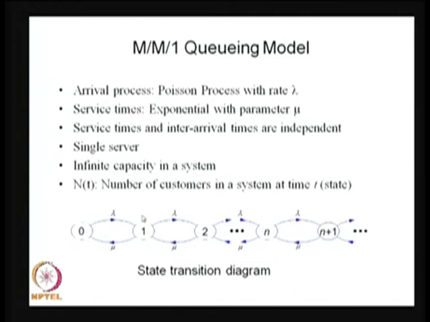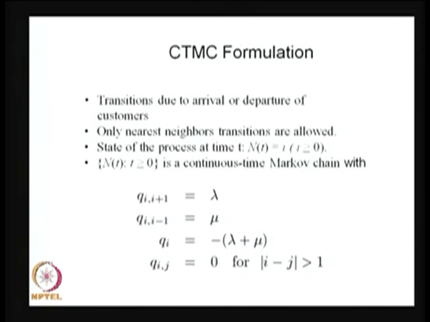Therefore, this CTMC is a birth-death process. Therefore, I am connecting the CTMC with the M/M/1 queue, in particular the CTMC with the birth-death process, because of the transitions due to arrival or departure of a customer, and only nearest neighbor transitions are allowed because of the assumptions which we have made.